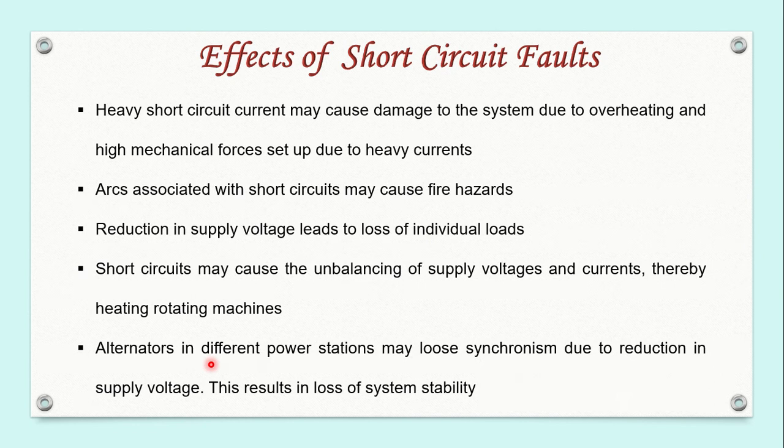So we are synchronizing alternators to a grid after ensuring that the terminal voltage of the alternator is equal to that of the grid voltage. So if there is a reduction in system voltage due to the occurrence of short circuit fault, that equality in terminal voltage and the system voltage is lost. As a result of this, the alternators will lose synchronism, and this results in loss of system stability. If alternators go out of synchronism, it will lead to the loss of stability. The system will become unstable.